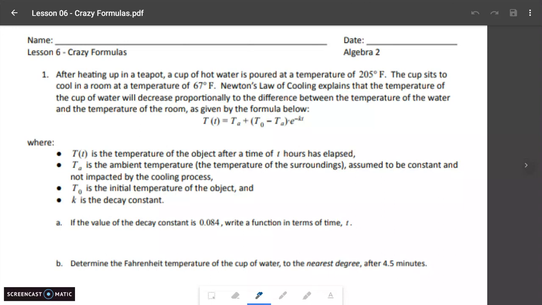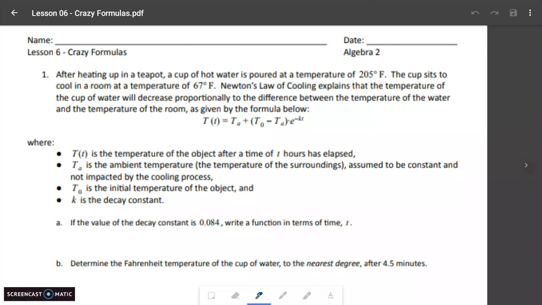In this lesson, we're going to look at some of the crazier formulas that the Regents has to offer. Now, even though that sounds intimidating, it's kind of nice to have these formulas because in the questions, they're always going to provide us with a formula and they're going to provide us with the pieces to plug in. We just have to make sure we read through carefully and plug in the right parts to the right variable.